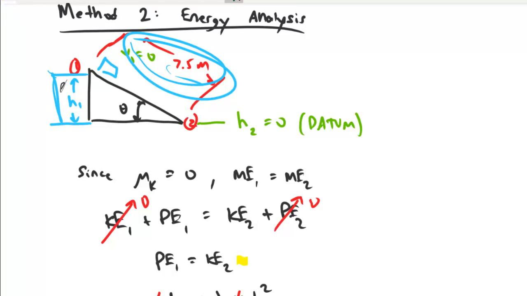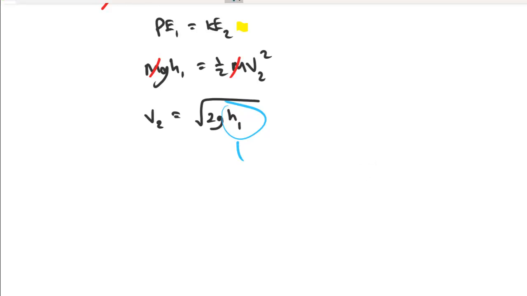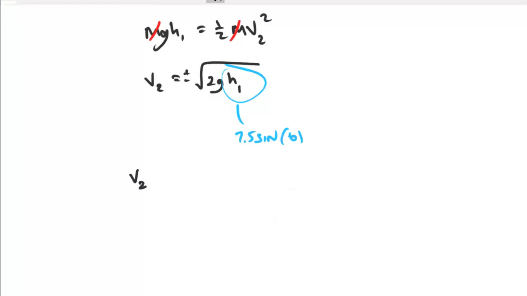So we need a little bit of trig to find out what h1 is. With the hypotenuse of 7.5 and the angle theta, h1 is 7.5 sine theta. And actually this V2 should have been a plus or minus. So V2 is going to be plus or minus the square root of 2g times 7.5 sine of theta.